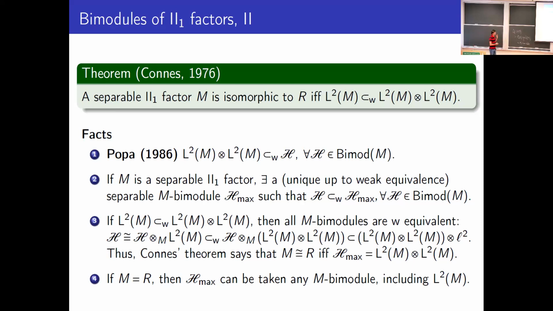But I should say that H max exists, so there's a maximal element for any II1 factor M, but writing down an explicit bimodule that's maximal for a given II1 factor is usually non-trivial. And in fact, other than the hyperfinite II1 factor, I'm not aware of any other example where you can say this is the maximal bimodule.